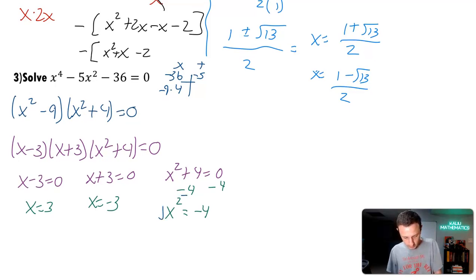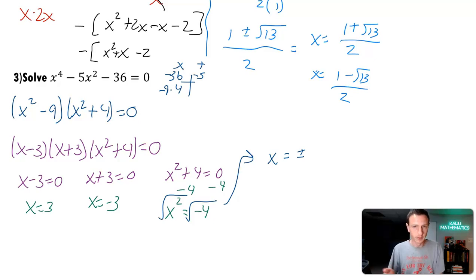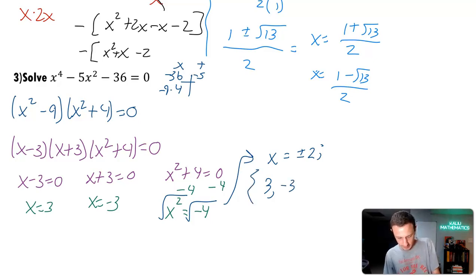Take the square root of both sides using the square root property. So x equals plus minus square root of 4 is 2. Square root of negative 1 is i. So plus minus 2i. So our solutions would be 3, negative 3, 2i, and negative 2i.